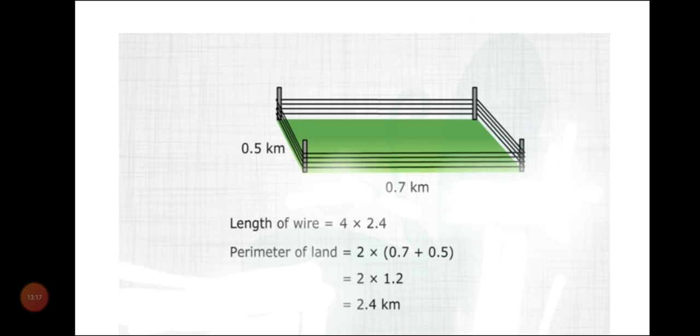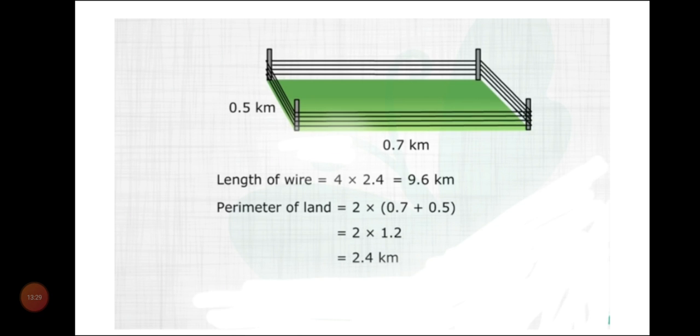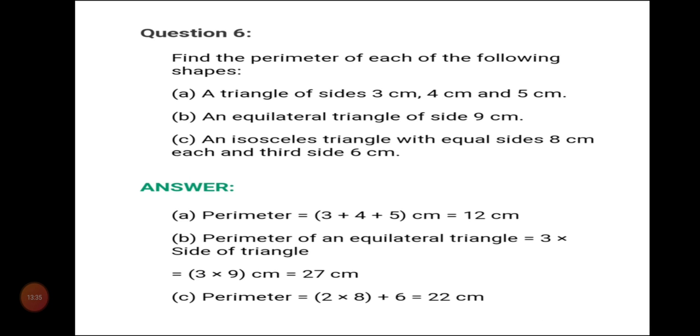Just look at the top line. Length of wire is equal to 4 into 2.4. Why are we multiplying by 4? Because in the figure you can see wire is fenced 4 times around the land. So the length of the wire is equal to 9.6 kilometer. I hope it is clear to you.